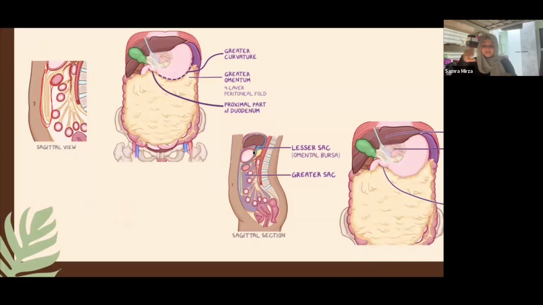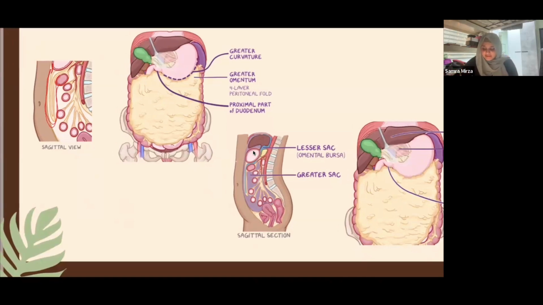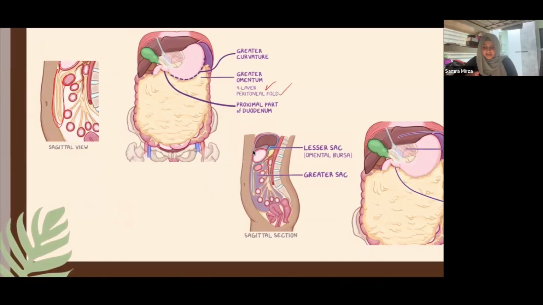So that includes the small intestine and part of the pancreas as well to some extent. So that's the greater omentum. It's very large. And again, all you need to know is that it's a fold, it's four-layer. And this is not very high yield in the exams, although maybe the wording can throw you off. So it's just good to understand what the omentum is.